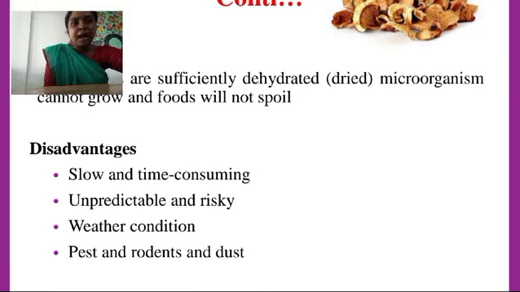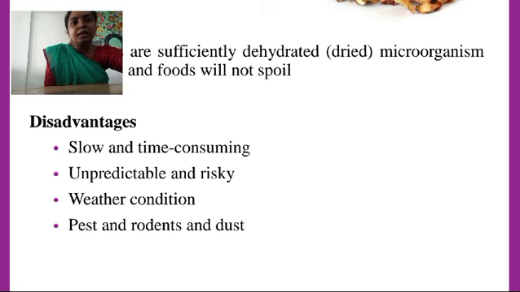And the main disadvantage of sun drying is that it is slow and time consuming. It takes a lot of time, and it is a very slow process. The second disadvantage is that it is unpredictable and risky. Sun drying depends upon the temperature, so during the winter or the rainy days, there are unpredictable chances, and it also depends on the weather condition, as I told you earlier.